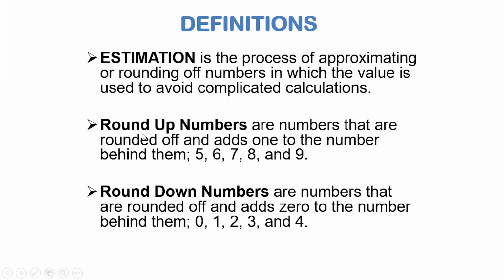So the next thing we need to know is round up numbers. Round up numbers are numbers that are rounded off. Like I said, to round off means for a number to either disappear or become zero. So round up numbers are numbers that are rounded off and add 1 to the number behind them. Round up numbers are number 5, 6, 7, 8, and 9. They disappear or become 0, but add 1 to the number just behind them.